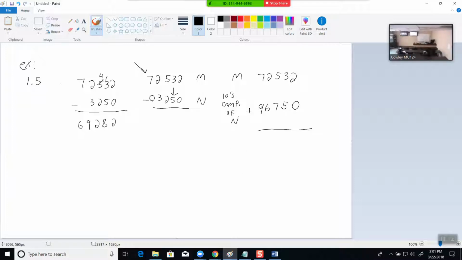And this is now changed to addition. Now we add this just like normal. 2 plus 0 is 2. 3 plus 5 is 8. 5 plus 7 is 12. Put the 2, carry the 1. 6, 7, 8, 9. And then we got 16.